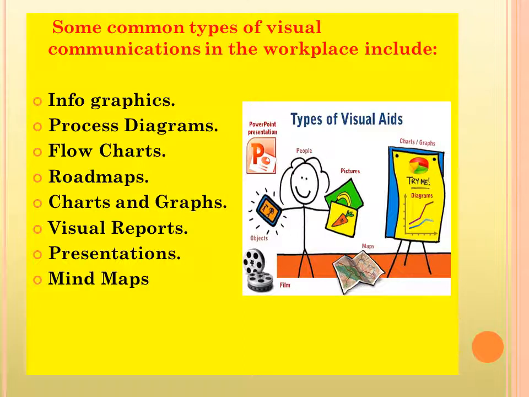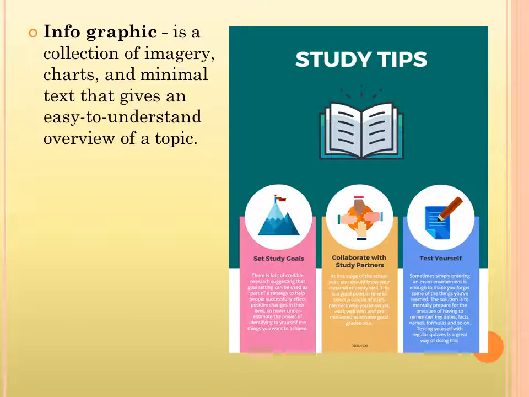So these are the common types of visual communication in the workplace: infographics, process diagrams, flow charts, roadmaps, charts and graphs, visual reports, presentations, and mind maps. So let's move on to the meaning and examples. First, an infographic is a collection of imagery, charts, or minimal text that gives an easy to understand overview of a topic.